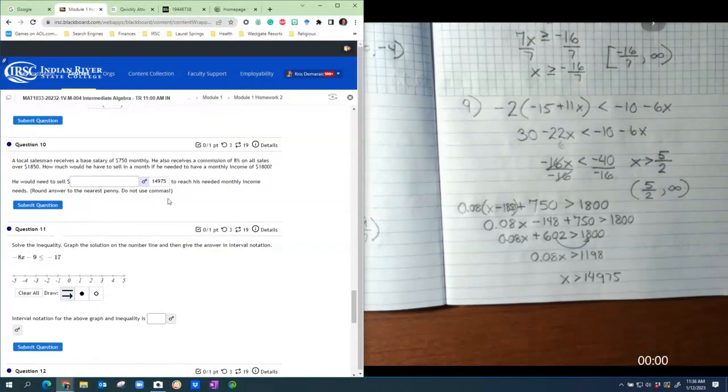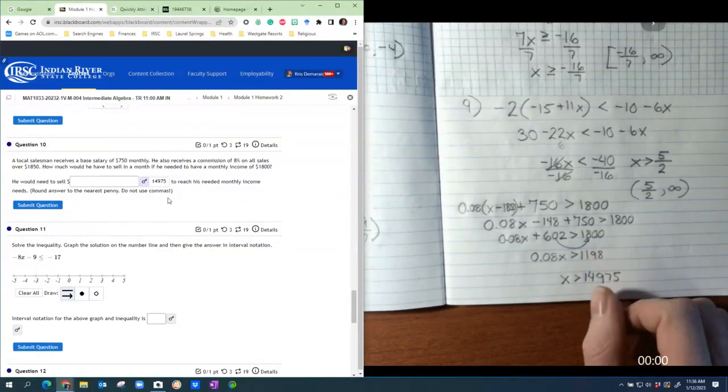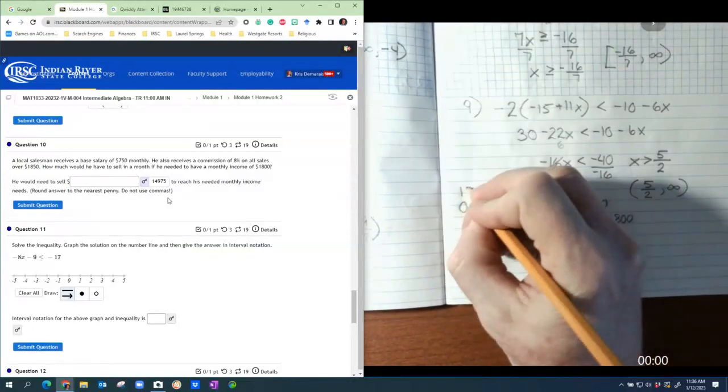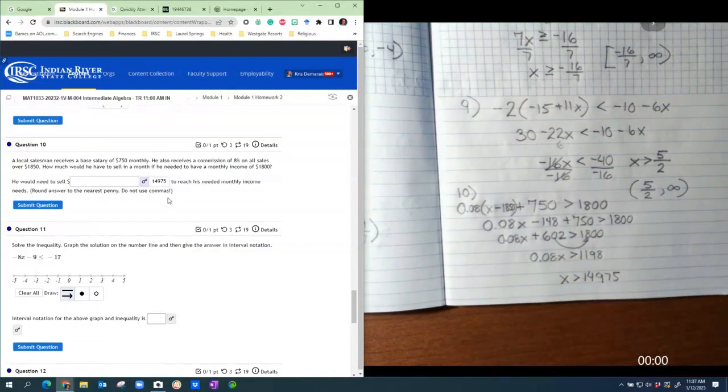All right, so word problems are pretty challenging, and I understand some of your frustration with word problems, but this would be a great example to use for number 10, of course. You should be able to model after this and do your own question.